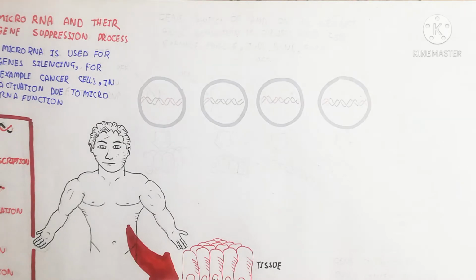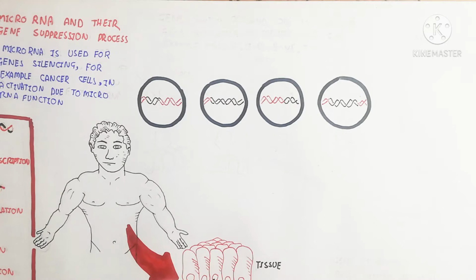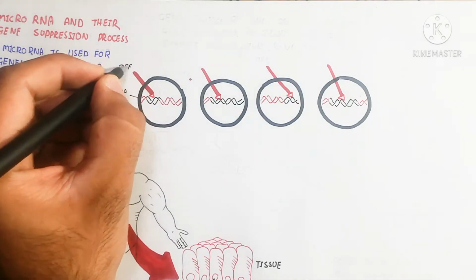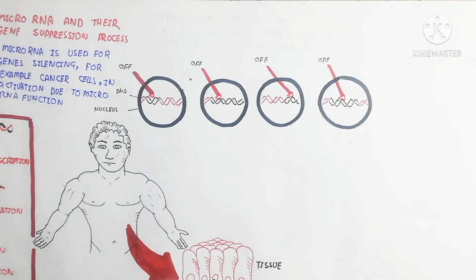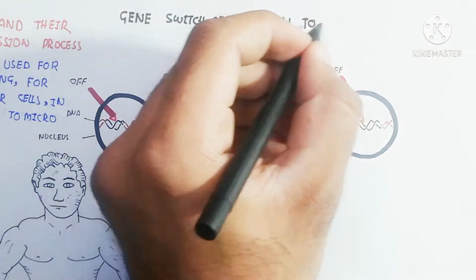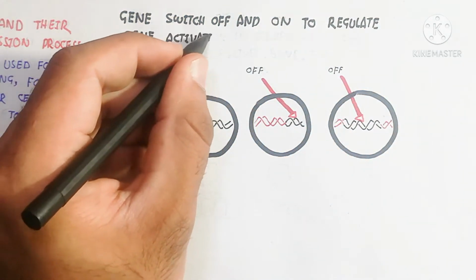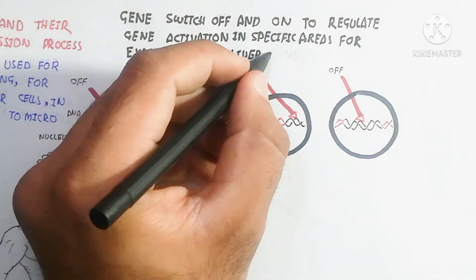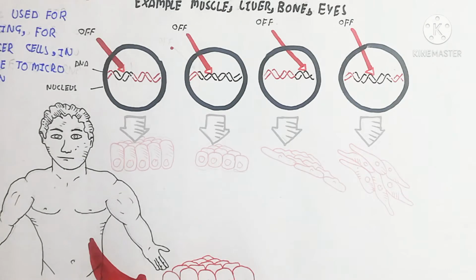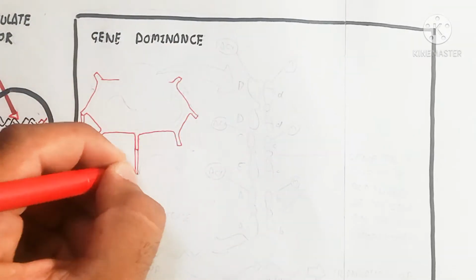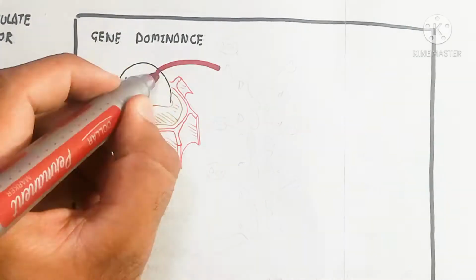So remember, here we have different types of cells containing the same type of nucleus, and the gene activation is in the same region, while here it is off and on. So the gene is switched off and on, silenced or expressed, in the same chromosome. The DNA is the same in our body, while its genes switch off and on to regulate gene activation in specific areas, for example muscle, liver, bone, eyes. For example, muscle expresses that gene, but in the liver it will not be expressed; it is off. So the off or on depends on the region of the cell. Different types of cells are produced in our body due to the silencing of genes or the expression of genes by translation.